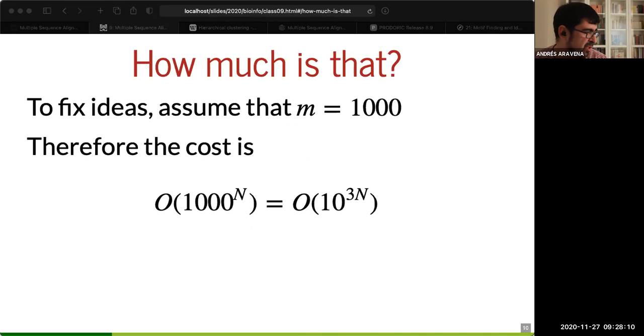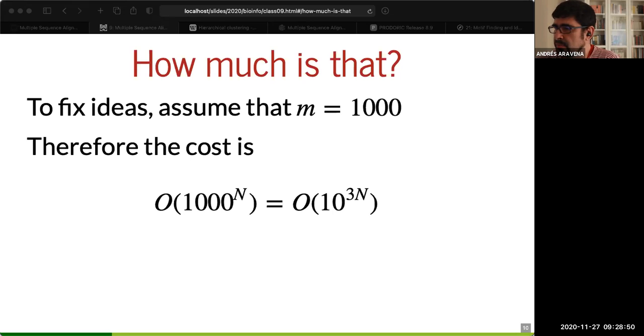So let's say, for example, I'm thinking a gene like the 16S or maybe a large protein. Just to fix ideas, we are aligning sequences of 1,000 symbols. I mean, not a full genome, just one gene. In bacteria, the average length of a gene is like 900, but let's say 1,000 is simpler. So the cost of aligning n sequences is 1,000 to the power of n, which is the same as 10 to the power of 3 times n. Okay?